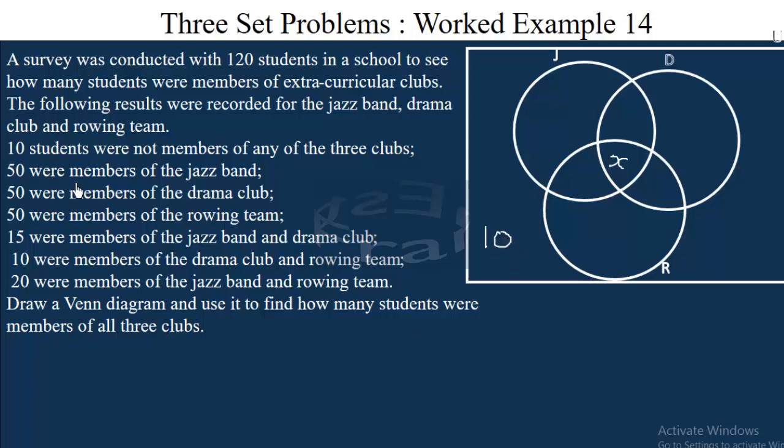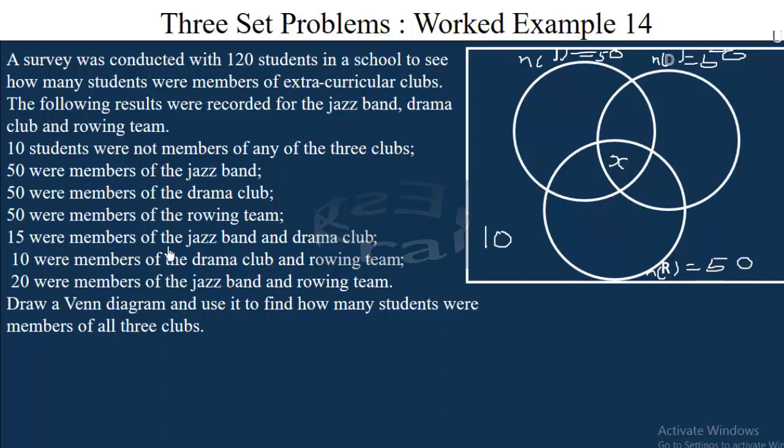Then we have 50 were members of the jazz band. So this is the jazz band. That is the number of jazz is equal to 50. Then 50 were members of the drama. So total number in the drama is equal to 50. Then 50 again were members of the rowing team. So number of R is also equal to 50.